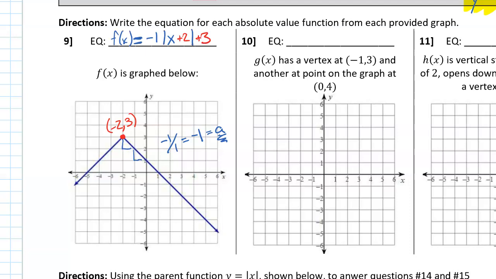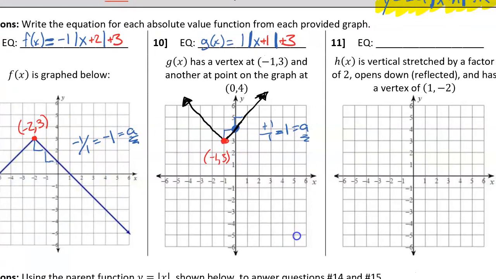Question number 10, kind of the same idea, except we're not given the graph, it is described to us. So let's graph the vertex and the other point. We see our vertex at negative 1, 3, and the other point is 0, 4. Now, if this is the vertex, can we see the V shape? We should, and what is the slope of that? Quote unquote, the A value. See it to be up 1 over 1 or 1. So putting this together, g of x equals 1 times the absolute value of x plus 1 plus 3.